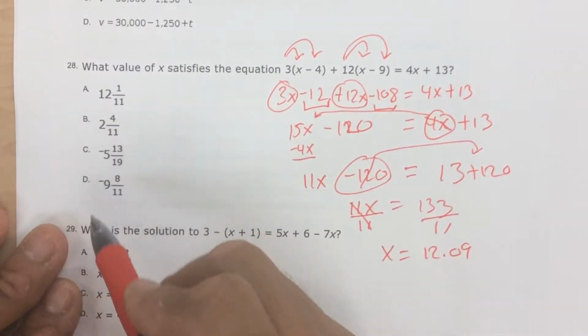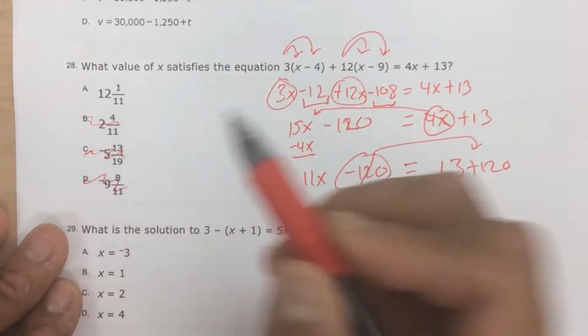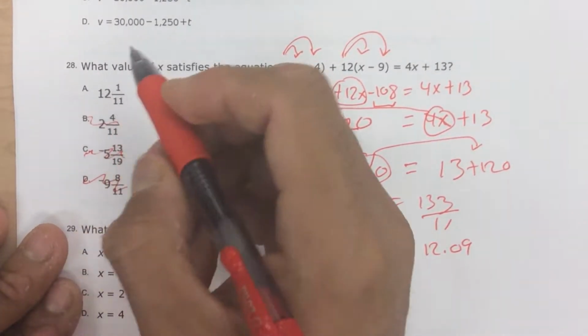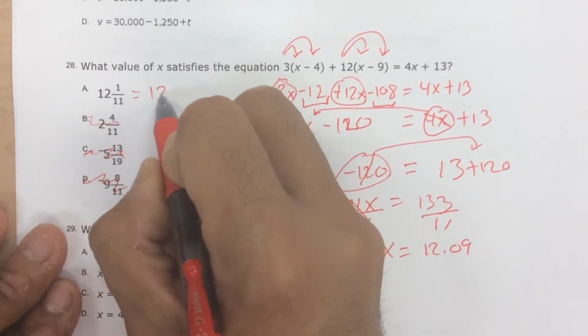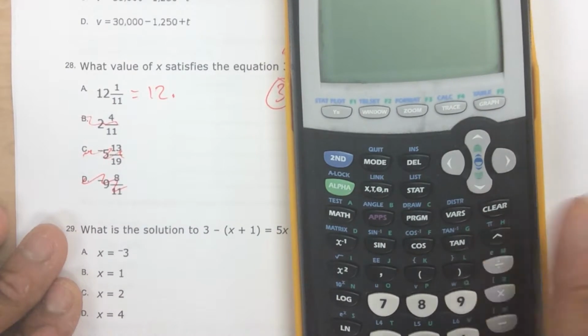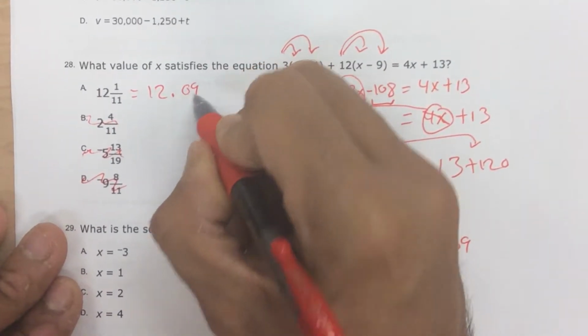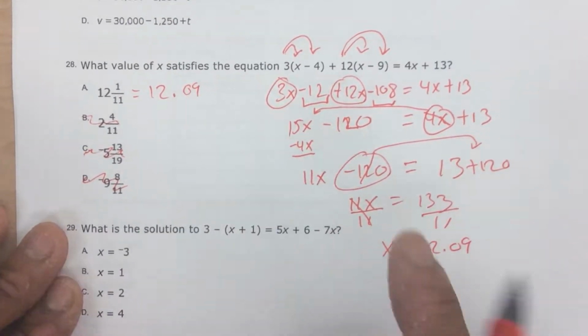Now obviously, which answer has the 12? Not B, not C, not D. So if you're looking at this, 12 point something. Now that fraction, you can type in that fraction, 1 over 11, and it comes out to be 0.09. So your answer is 12.09, which is A.